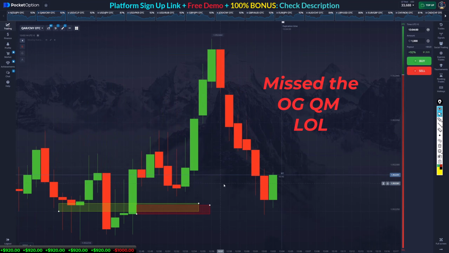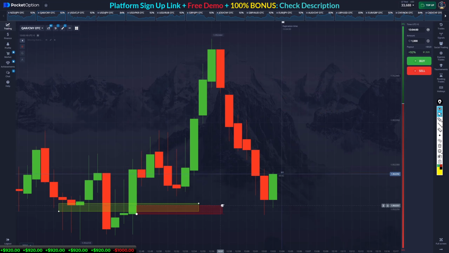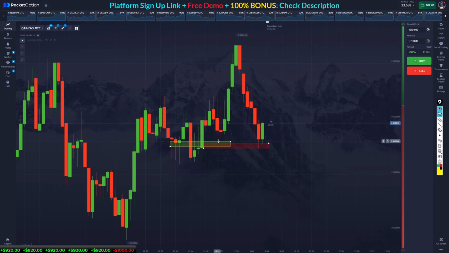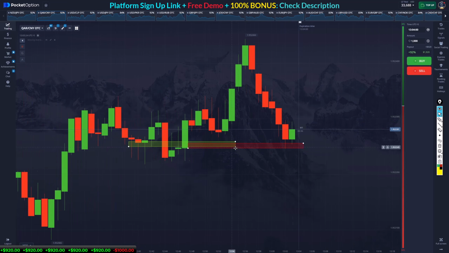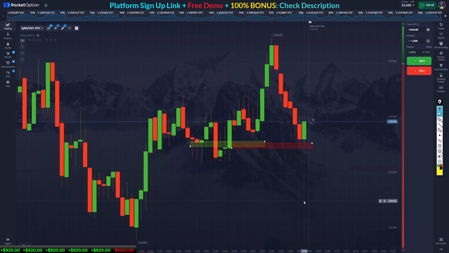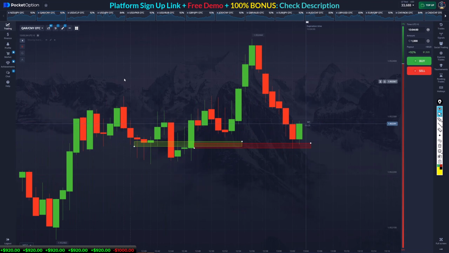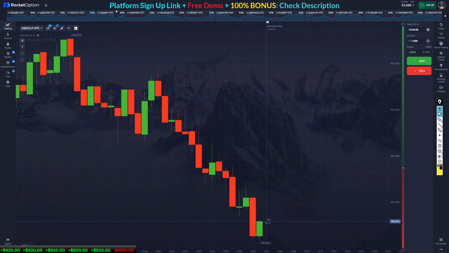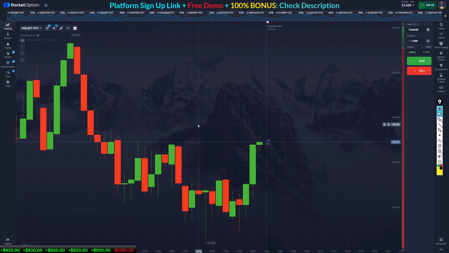Oh my god, man. The QM gave us the entry and I wasn't on this chart. Look at this. This is the QM that we marked at the beginning of the video, but the price didn't come down, and now the price is here. It played out and it would be a winning trade. Unfortunately, we didn't see this. That's kind of frustrating.